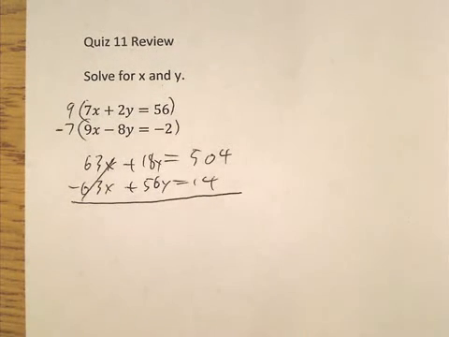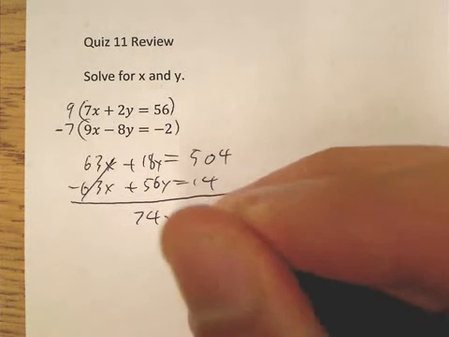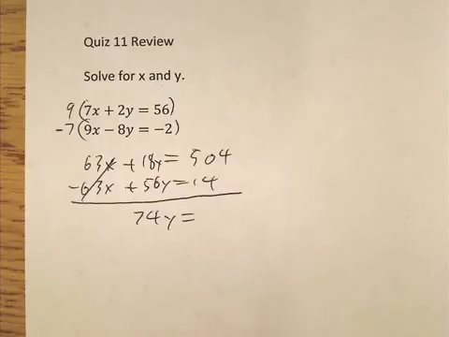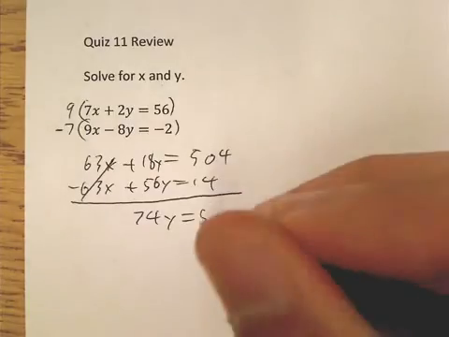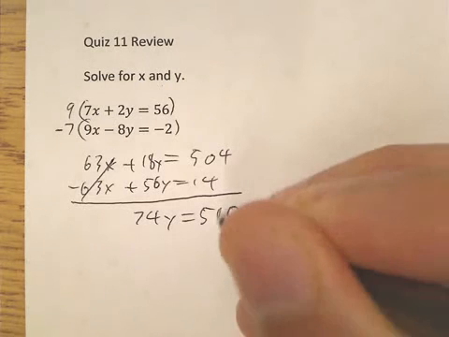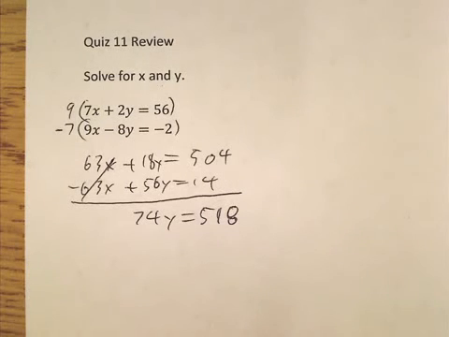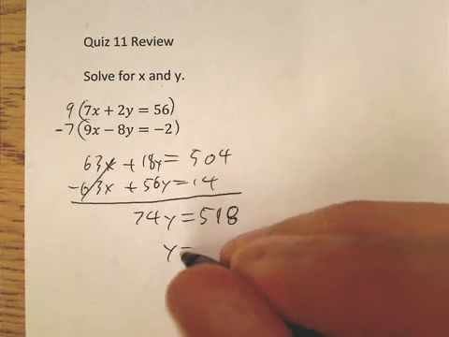Once we have this, let's add them up. Okay, those will cancel out. 18 plus 56, 74y. 504 plus 14, 518. Divide by 74, and I feel good. That came out to 7.